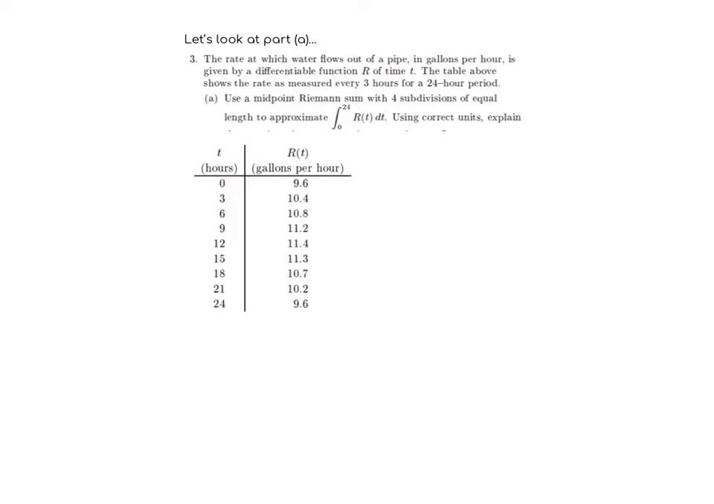Let's look at part A. We're asked to do a midpoint Riemann sum with 4 subdivisions of equal length. So if we've got 24, I've got to break that into 4 pieces. That's got to be pieces that are 6 units long. My first one's going to go from 0 to 6, and then from 6 to 12, from 12 to 18, and from 18 to 24. And each of these is going to have a width of 6.